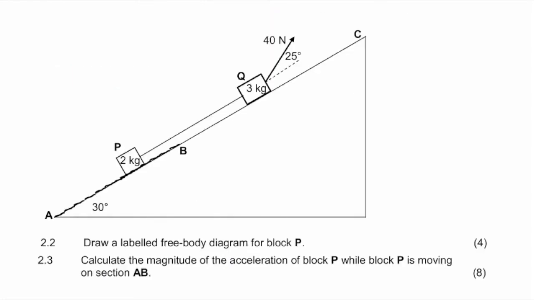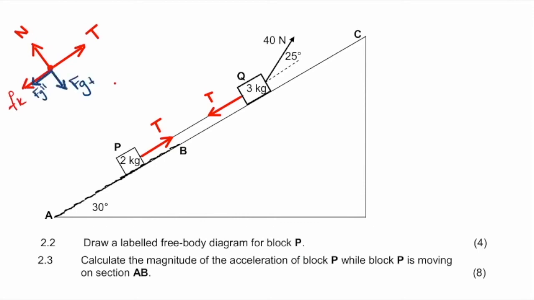Now the first question here is to draw a labeled free body diagram for P. If I look at P, there's the tension in the rope. Remember, a rope is pulling on both sides with exactly the same amount. So if it's pulling upwards at P, it's pulling down at Q. So for P, that will be an upward force, and for Q, that would have been down. And then we also have a normal force perpendicular to the surface. We have a gravitational force, which we can split up into a parallel and a perpendicular component. So that was the answer for 2.2.